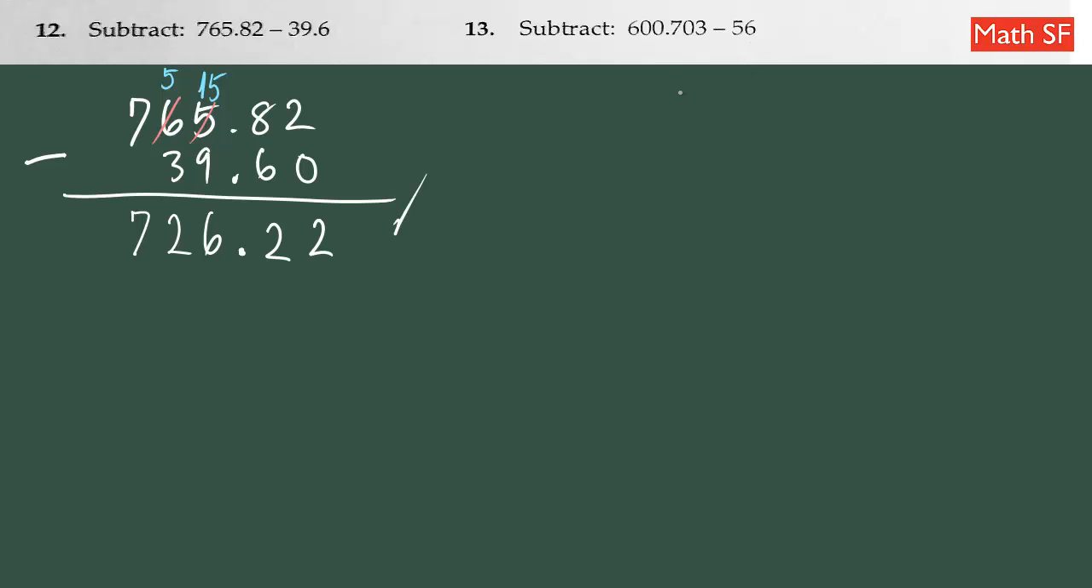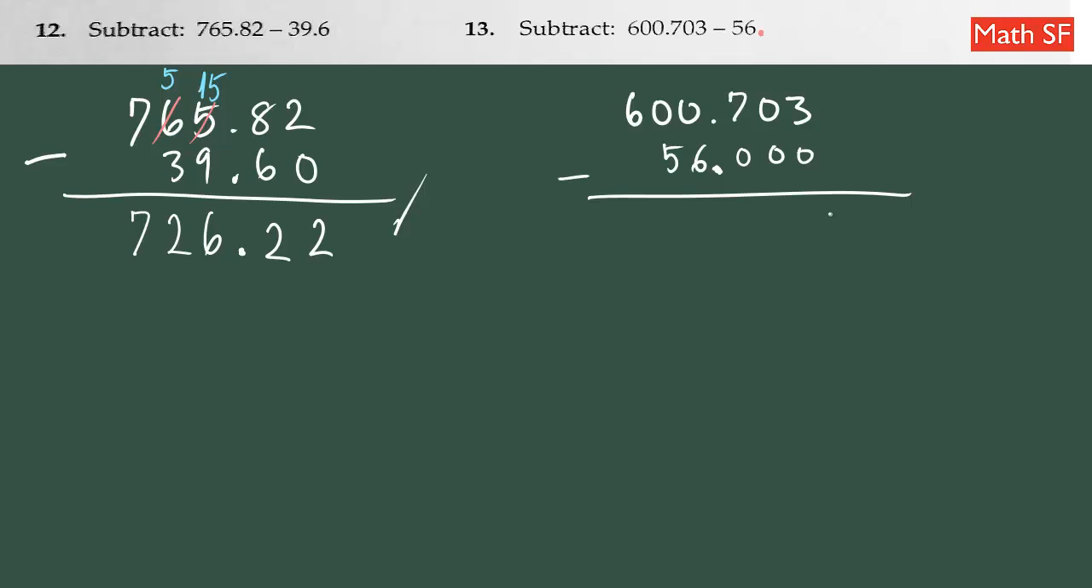Let's do another subtraction here. 600.703 minus 56. But where is the decimal point? The decimal point is here. So let's align this decimal point here. So 56, and we will fill it with 0.